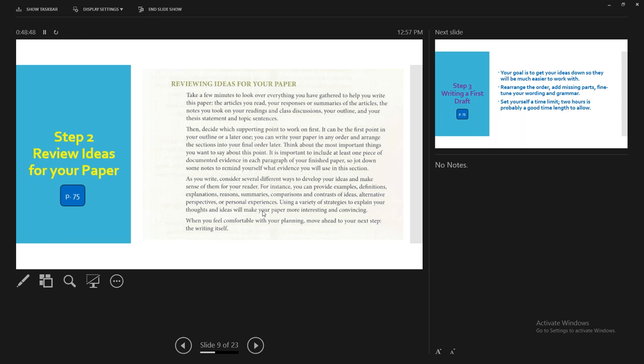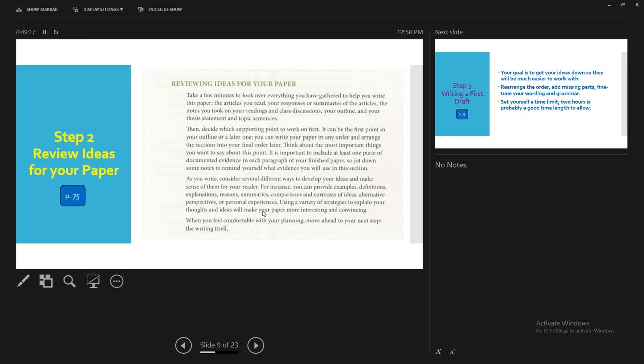Sometimes, and we'll look at it in a minute, students have problems with the ideas. They have several ideas, but they might find one of them is easier to start with in writing, I mean. So it's okay, you can do that. And then you can put them together and create the coherence and the link between them. You can write your paper in any order and arrange the sections into your final order later.